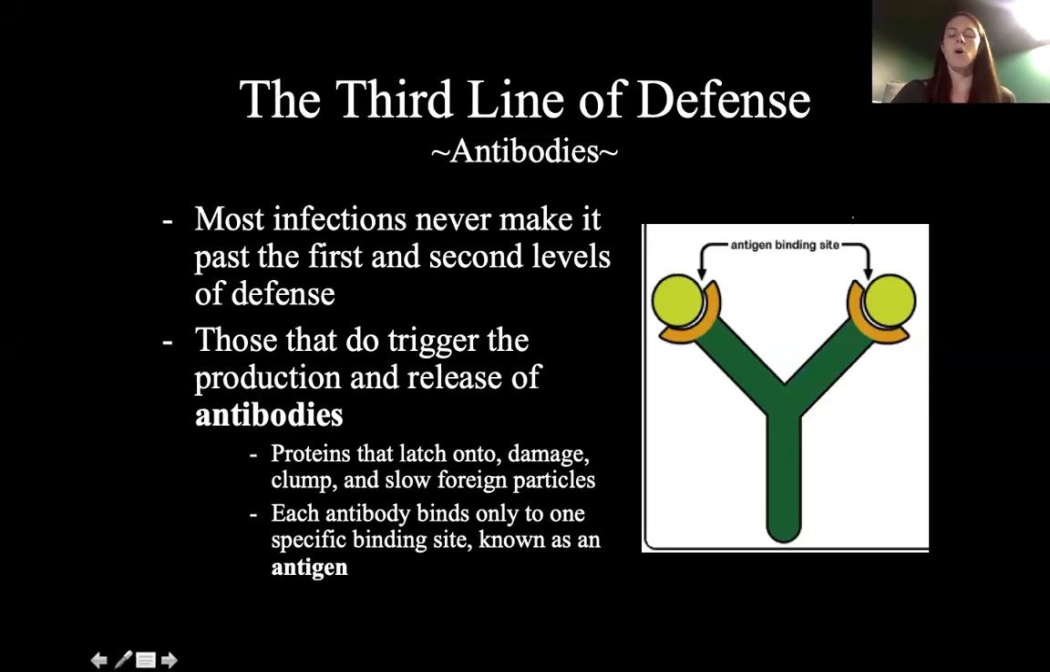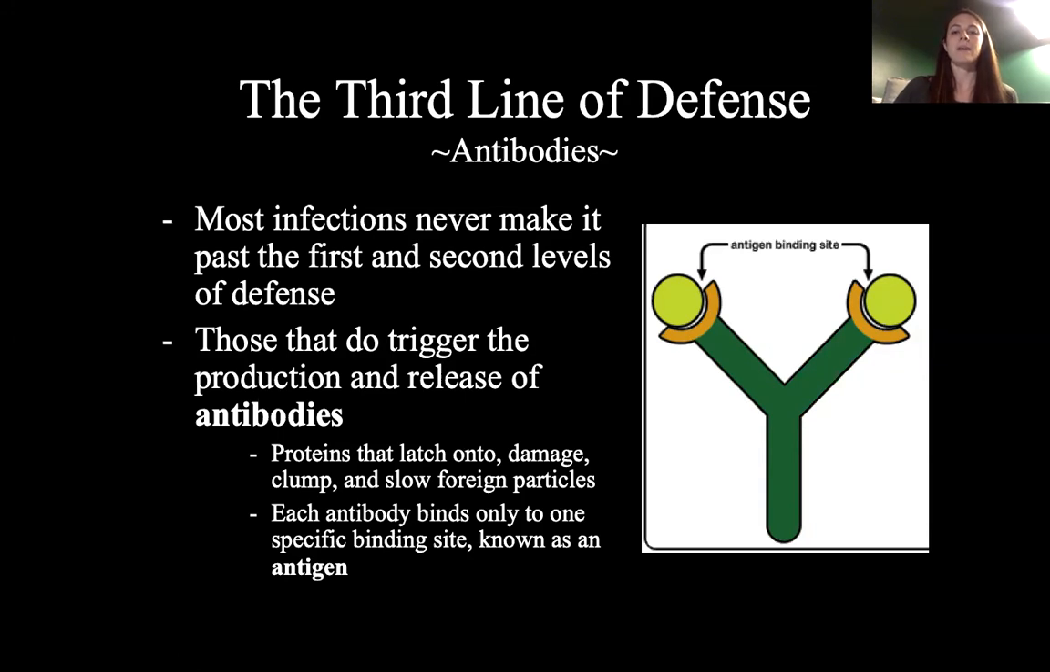On to the third line of defense. This would be the specific immune response, and it involves antibodies. So you may have heard of antibodies before. Basically, antibodies are proteins. They usually have this Y shape right here, and they have these really specific sites on the end of them, and each antibody has a different binding site that's highly specific to whatever it's trying to attach to.